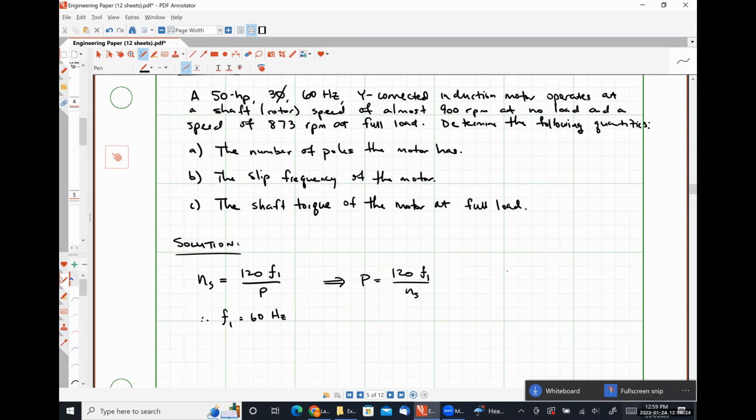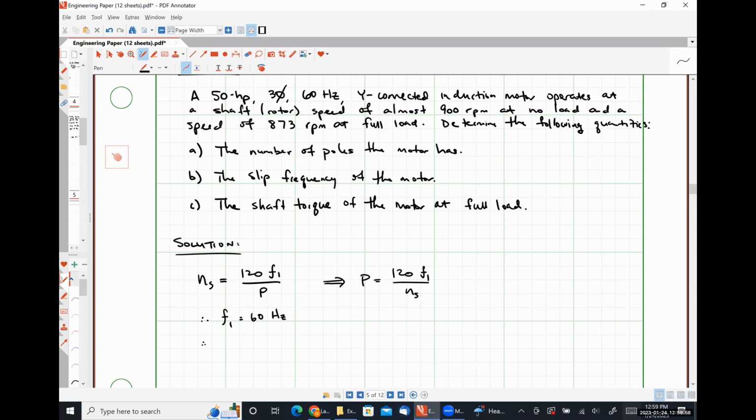So we're given two speeds here, right? We're given a speed at no load, 900 RPMs, or almost 900 RPMs. And we're given a speed at full load. So our no load speed is effectively our synchronous speed, right? The motor is going to spin as fast as it possibly can, so just under our synchronous speed if we don't put any resistance on it. So if it's not struggling to spin, it's going to spin as fast as possible, right?